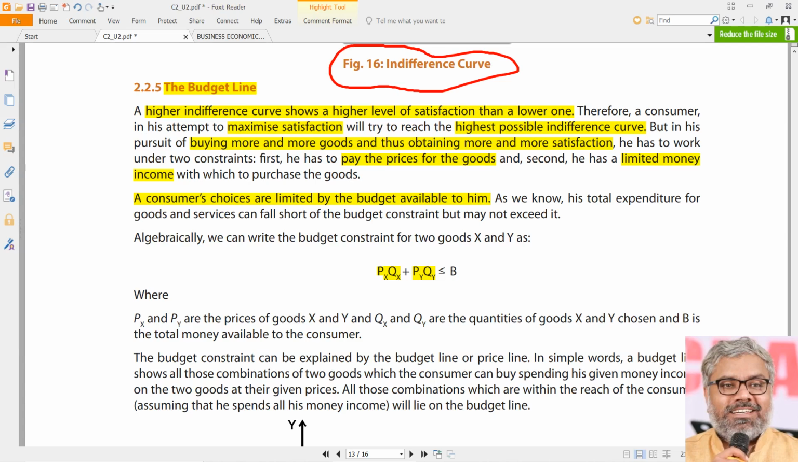So Qx is the quantity of consumption of good X. Px is the price of good X. Qy is the quantity of consumption of good Y, and Py is the price of Y. That is what spending is. Px Qx means whatever he is spending. You are buying 5 chocolates, each at 10 rupees. That means you are spending 50 rupees. Plus you are buying 5 pens, each at say 20 rupees. You are spending 100 rupees. Total expenditure that you have made is 150 rupees.